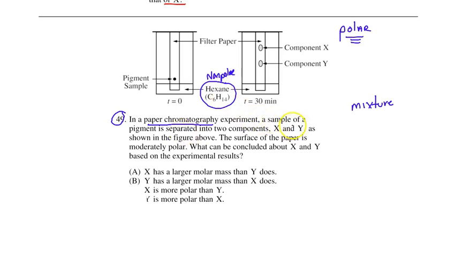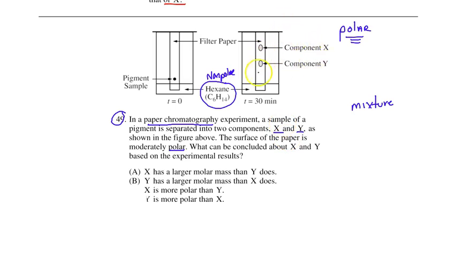So they say the sample has a pigment separated into 2 components, X and Y, so it's a mixture. X and Y will have different solubilities. They may be similar, but they all have their individual solubilities. The surface of the paper is moderately polar, so they're telling us that. What can be concluded about X and Y?